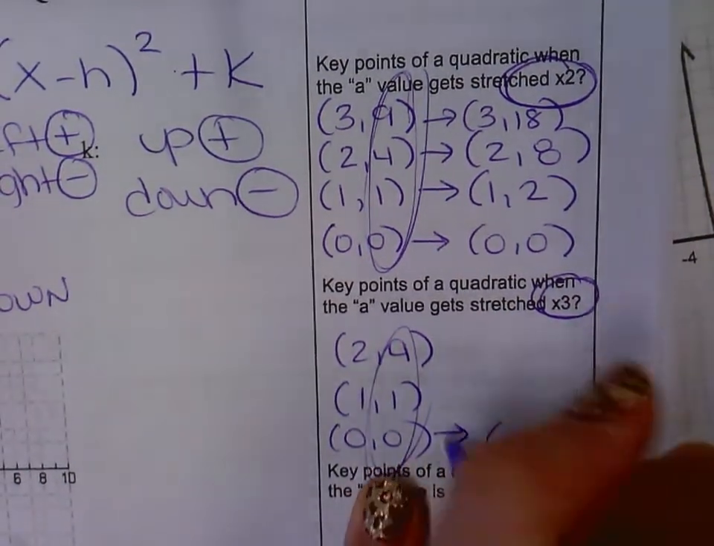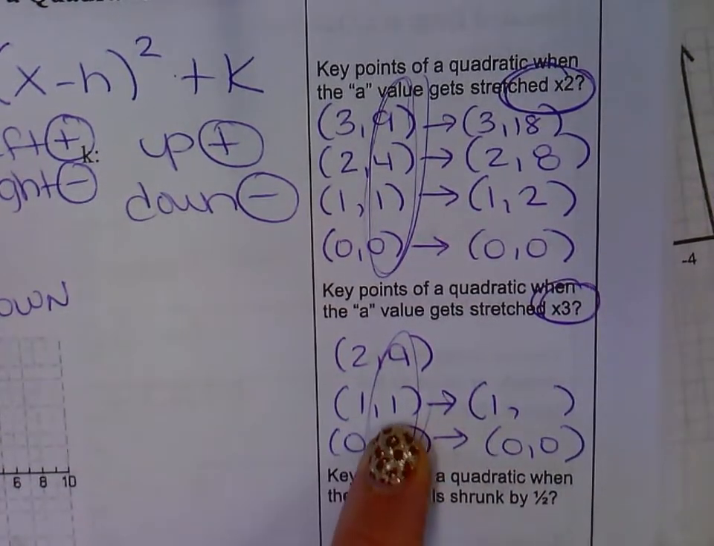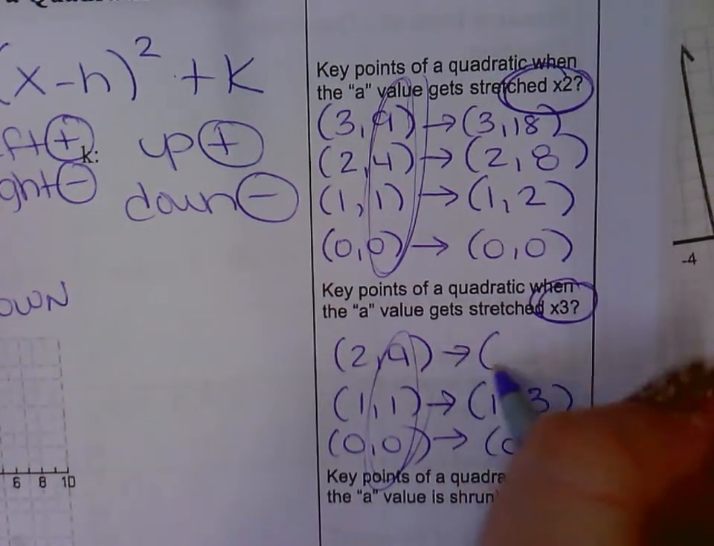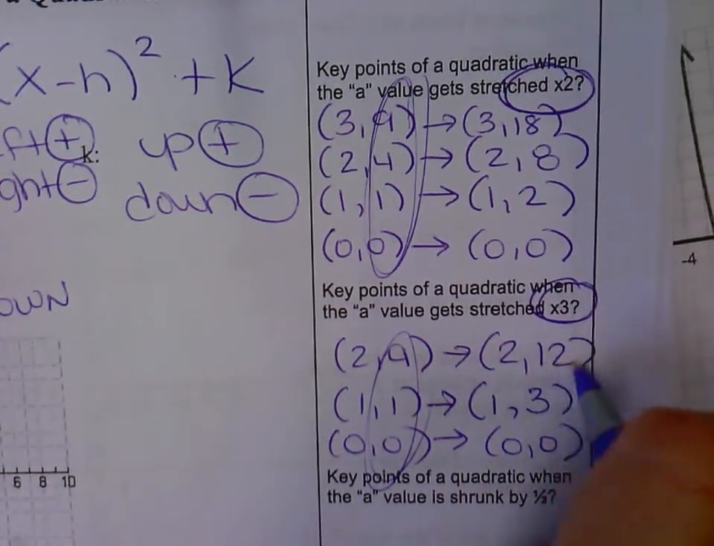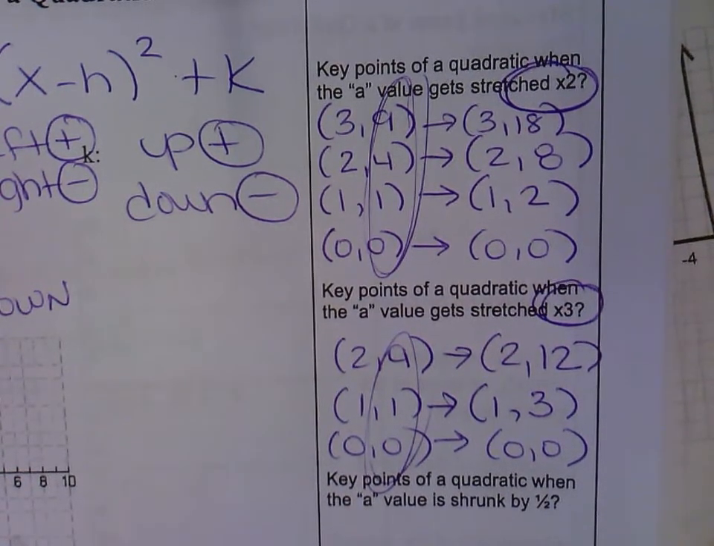So what would I do for my next transformation? 1 would go what? 3 times as tall. And what about 2? 2 would go 3 times as tall and be at 12. So that's a lot steeper, right? I'm going like this, like really tall, instead of like this, maybe the parent function. So you're stretching the height of the graph.